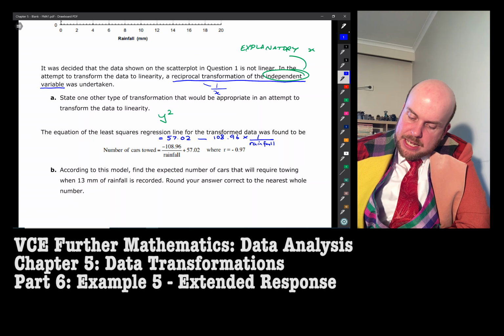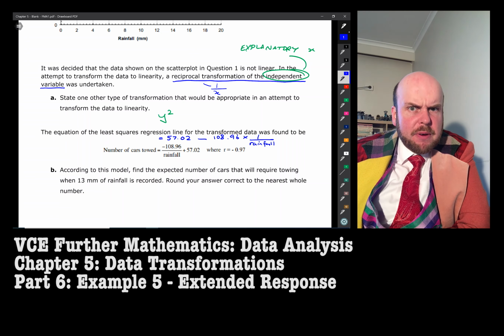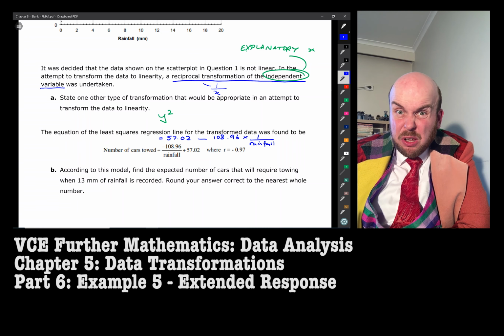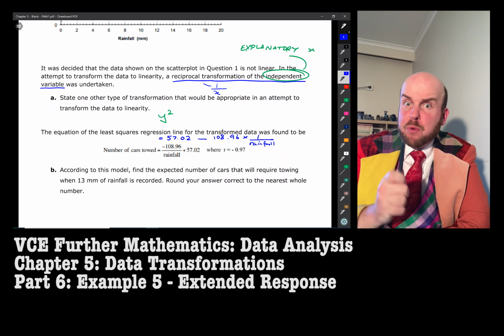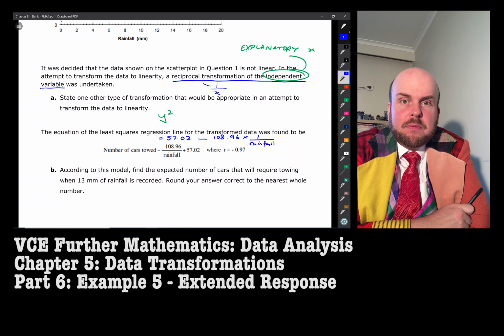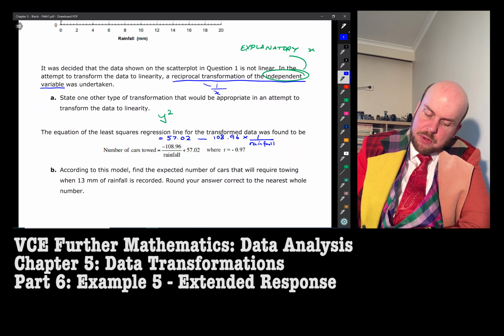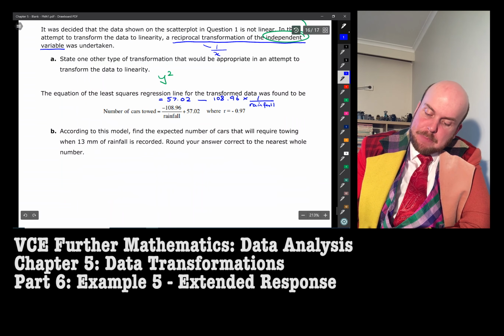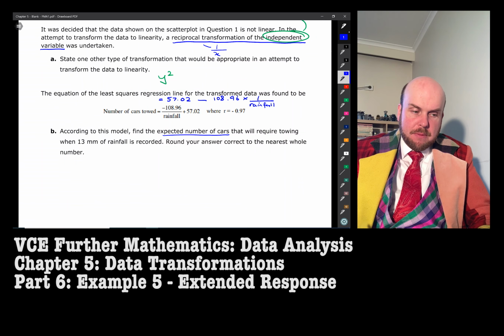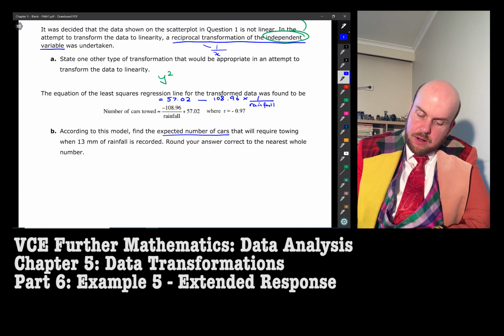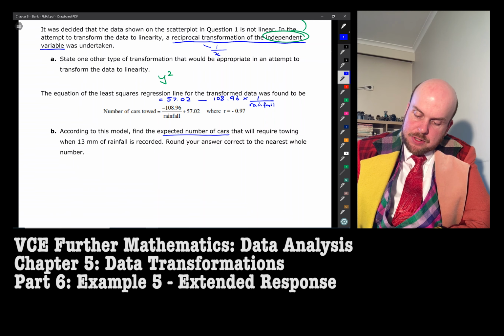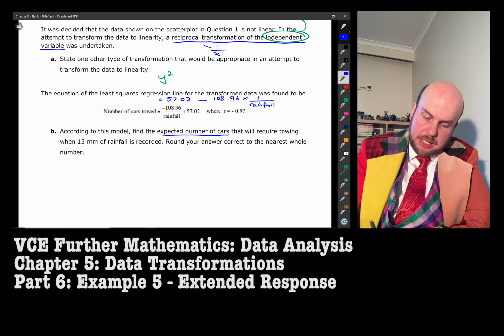Where r is negative 0.97, well, that's a very good correlation. If you remember, that's getting close to 1, so that's going to be quite strong. We would need to see the residuals in order to confirm that. According to this model, find the expected number of cars that will require towing when 13 millimeters of rainfall is recorded. Round your answer to the nearest whole number.